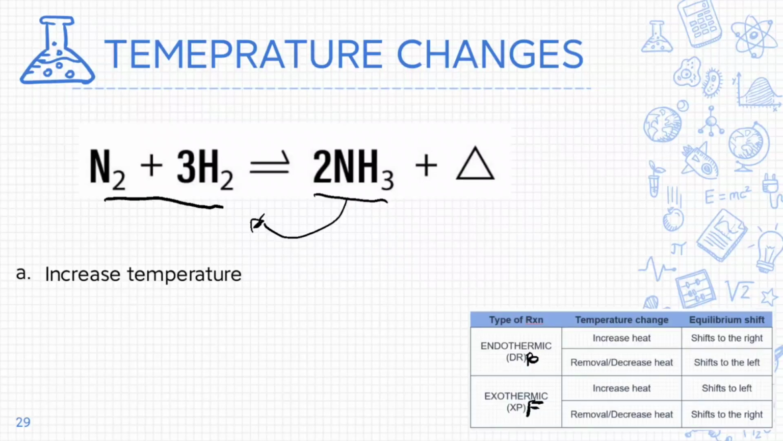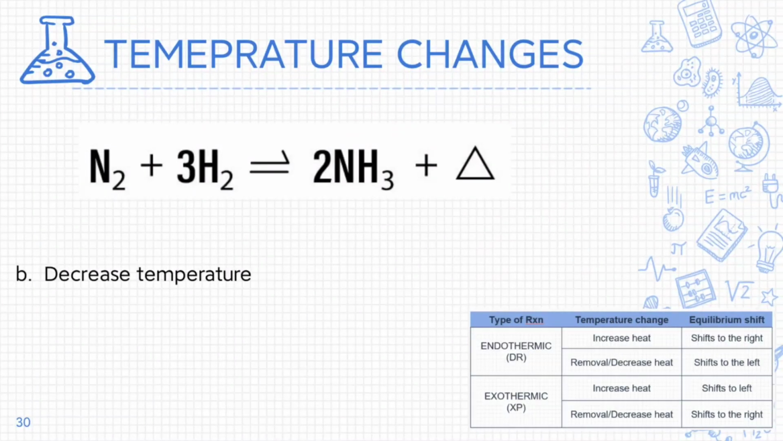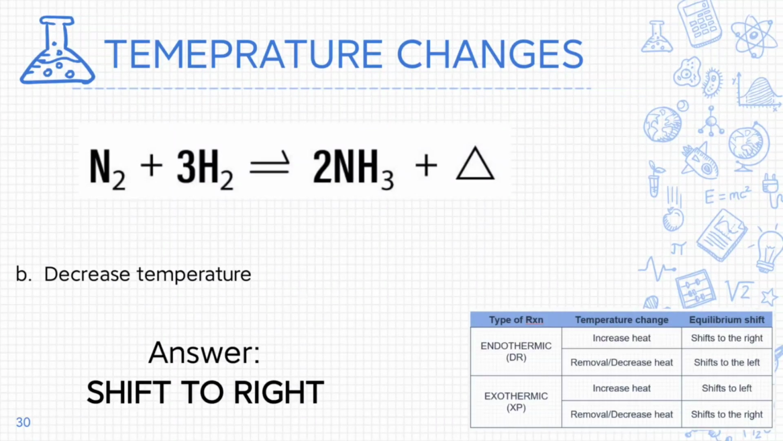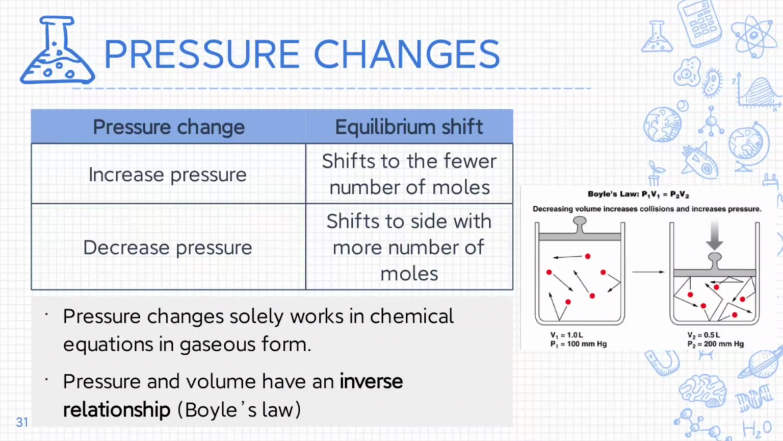So as you can see here, there is a formation between the nitrogen gas and hydrogen gas, naging silang ammonia. So basically, if you increase the heat, the equilibrium will shift to the left. Okay? And if you decrease the temperature, since this is an exothermic reaction, the equilibrium shifts to the right. Okay? Ganun lang siya simple. Next, pressure changes.